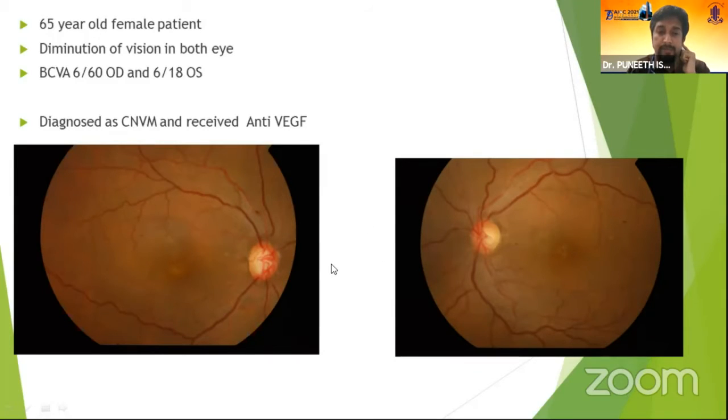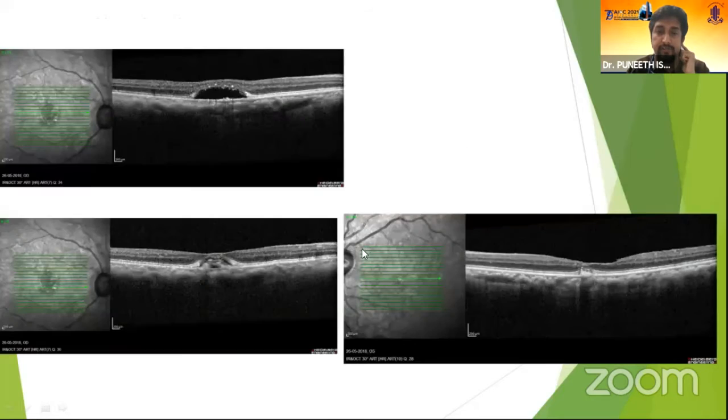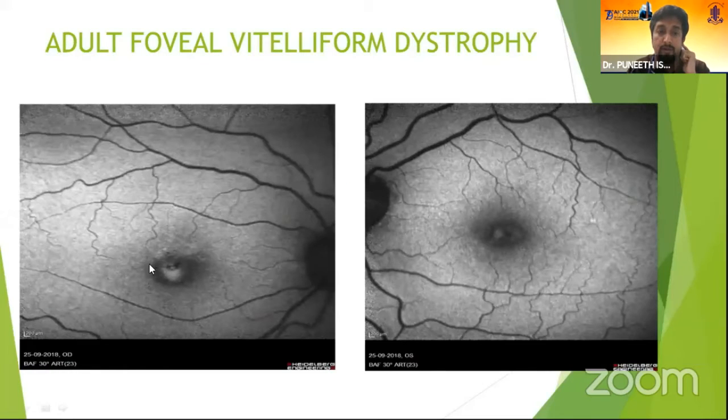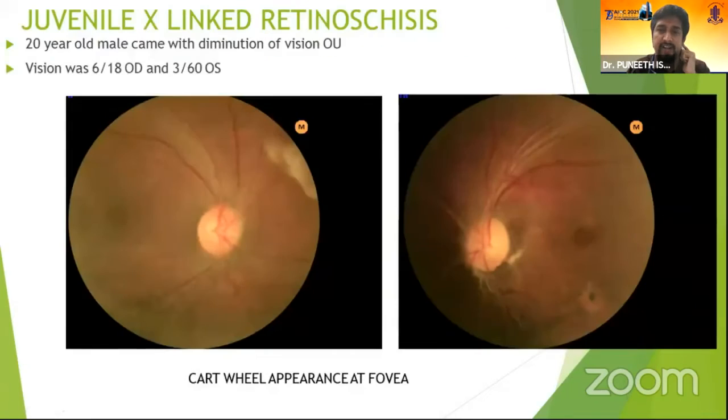But actually what happens is she has these yellowish lesions. If you look on the OCT, you find this subretinal white hyperreflective material in both the eyes. And if you do an autofluorescence, you will find hyperautofluorescence. This is actually an adult macular dystrophy or a foveal vitelliform dystrophy. So this is another thing to be kept in the back of your mind. These are rarer diagnoses, but this will help you. It's very easy to pick them up if you have seen them once.